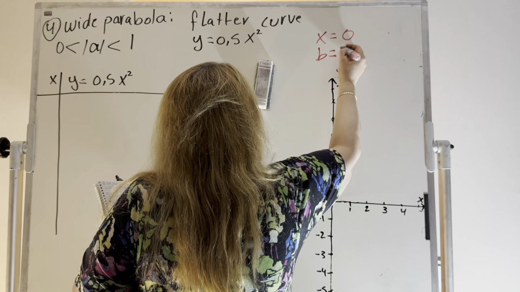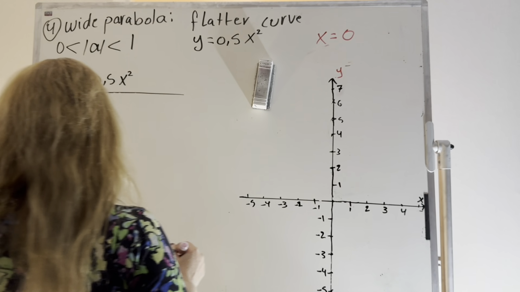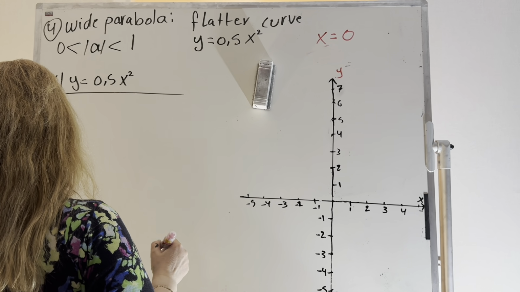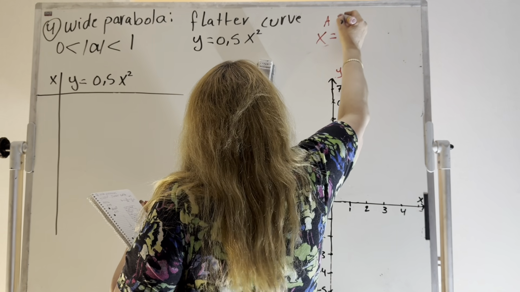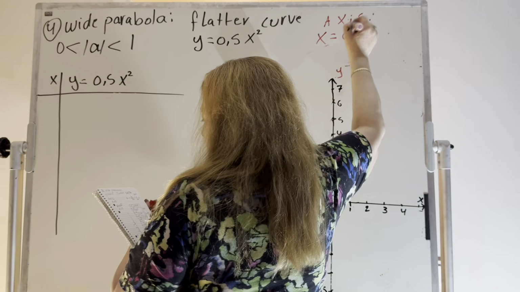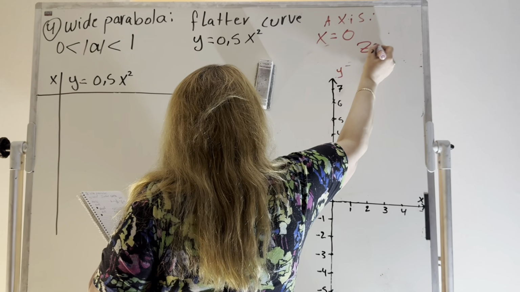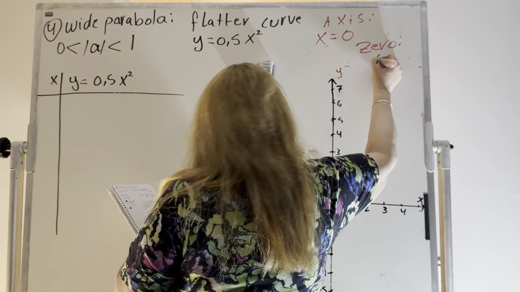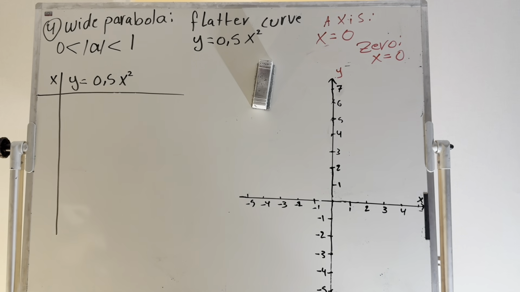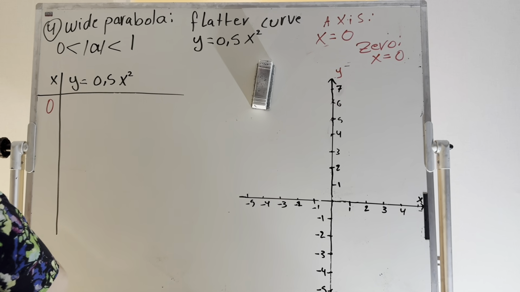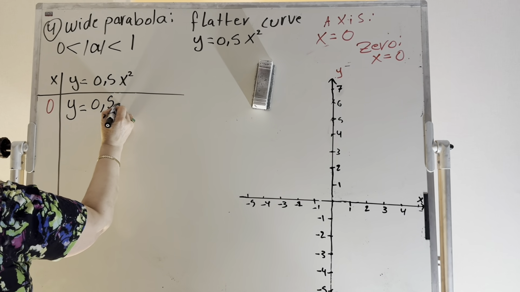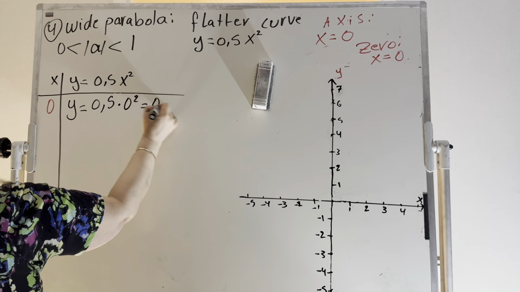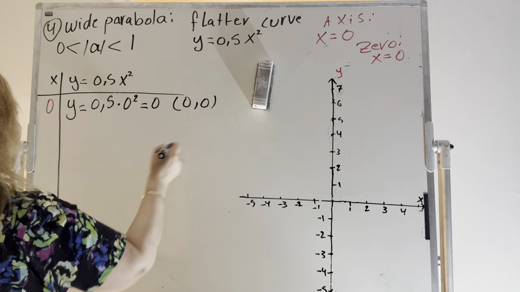Yeah, so the axis is x equals 0, and the zero is x equals 0. And when x equals 0, y equals 0.5 by 0 squared equals 0, so it's 0, 0, x is 0, y is 0.